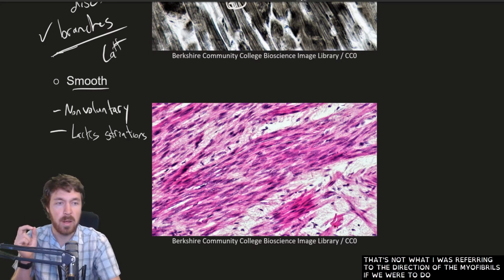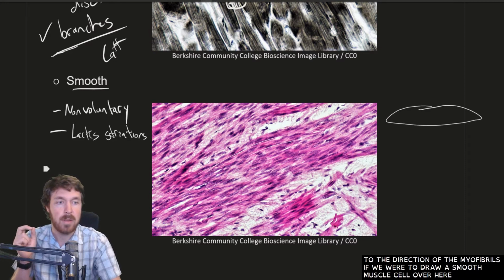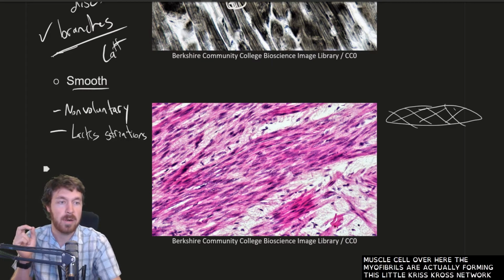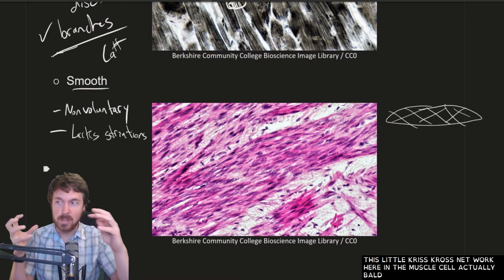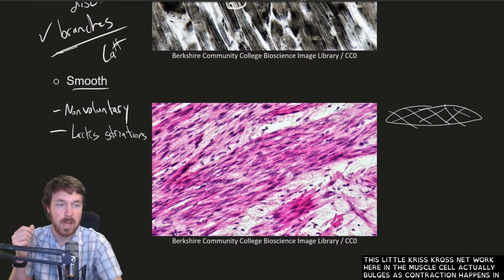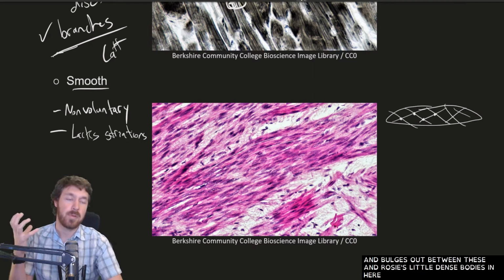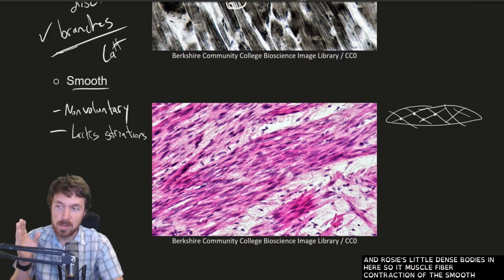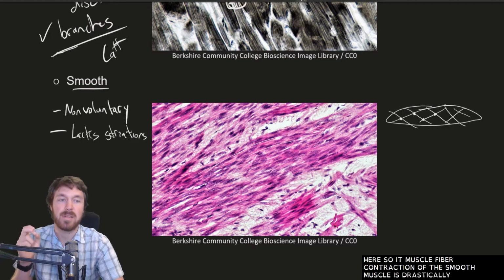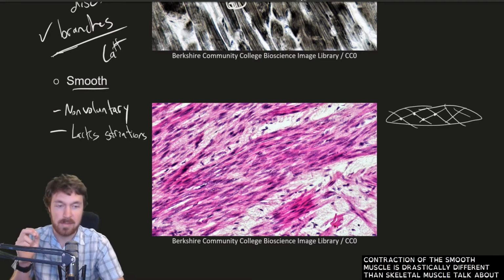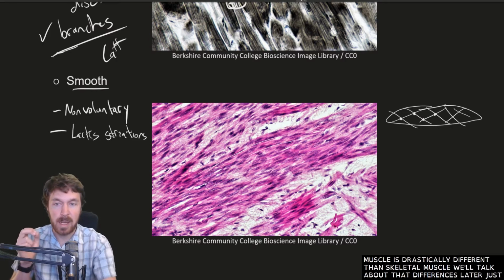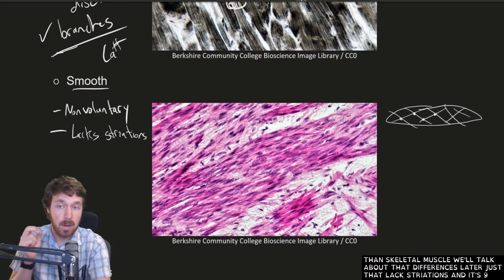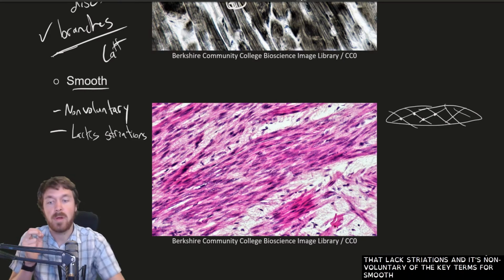If we were to draw a smooth muscle cell over here, the myofibrils are actually forming this little crisscross network here, and the muscle cell actually bulges as contraction happens and bulges out between these, and there's these little dense bodies in here. So muscle fiber contraction of the smooth muscle is drastically different than skeletal muscle. And we'll talk about that difference later. Just it lacks striations and it's non-voluntary are the key terms for smooth muscle.